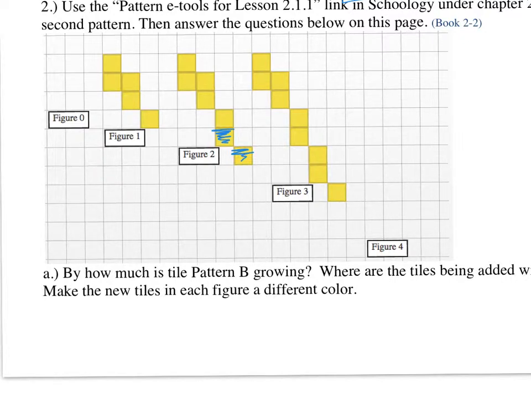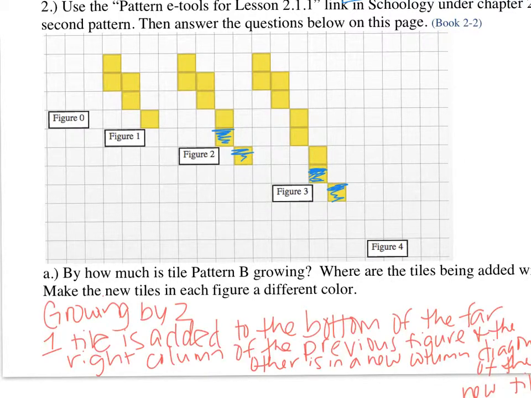So from figure 2 to figure 3, same thing's happening. They're adding a tile to the far right column, and then they're adding a new column with a new tile. So they're adding 2 each time. So this is growing by 2, and 1 tile is added to the bottom of the far right column of the previous figure. If I look at figure 2, you will see that this tile here is added on to the far right column of the previous figure, and then they add a new column where they put the other tile diagonal from the other new tile.